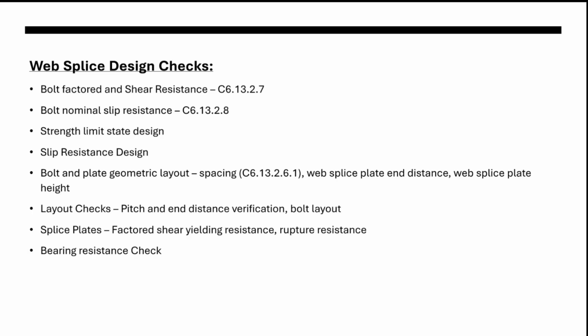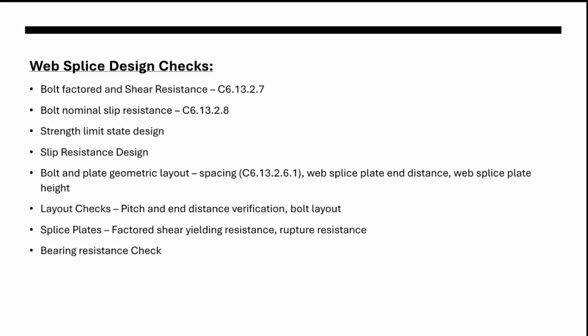My question is about the splice design. Should we design it for the moment and shear at that section, or for the capacity of the members, the capacity of the flange and the capacity of the web? So should these splices be designed for the capacity of the flange and web, or just for the moment and shear at that section?